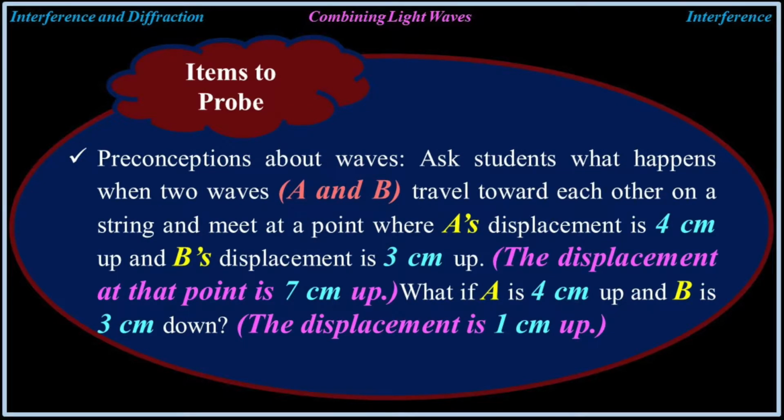Preconceptions about waves. Ask students what happens when two waves, A and B, travel towards each other on a string and meet at a point where A's displacement is 4 centimeters up and B's displacement is 3 centimeters up. The displacement at that point is 7 centimeters up. What if A is 4 centimeters up and B is 3 centimeters down? The displacement is 1 centimeter up.